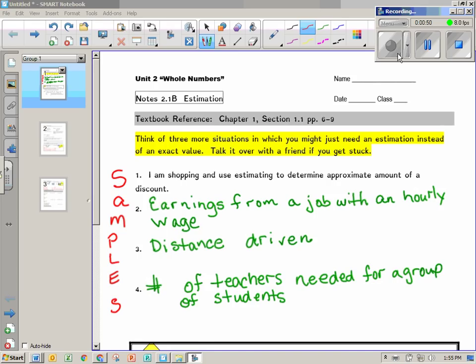So pause the video right now, and I want you to see if you can add some other ideas. Fill up your number 2, 3, and 4, and then I'll be right back.